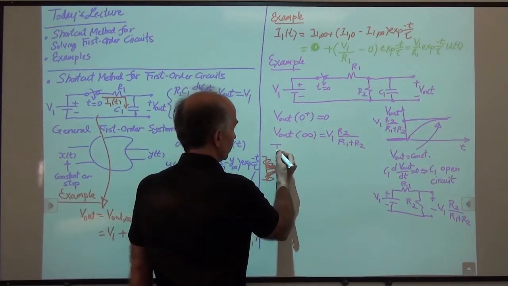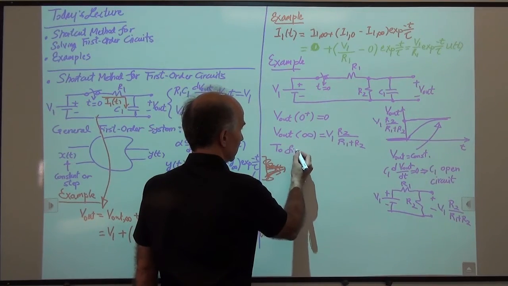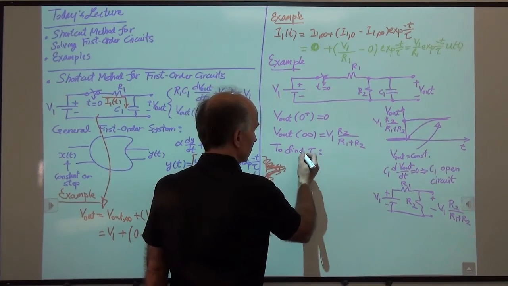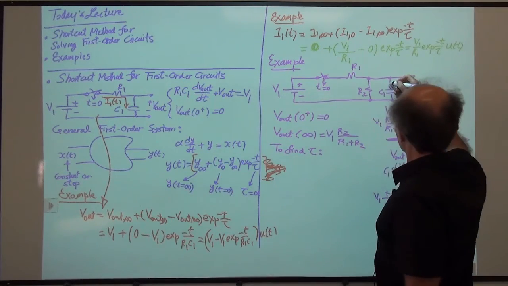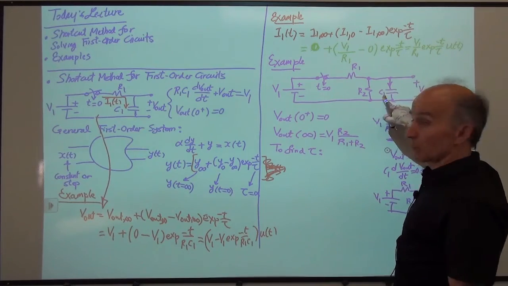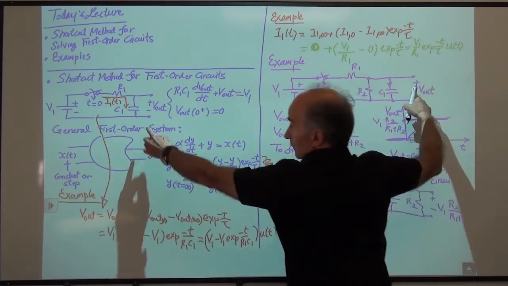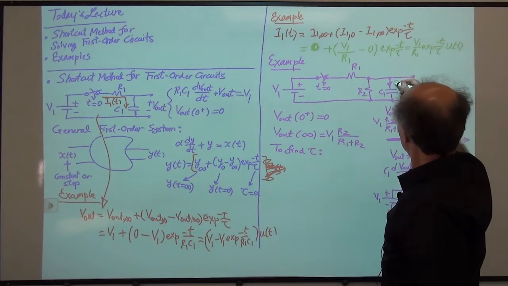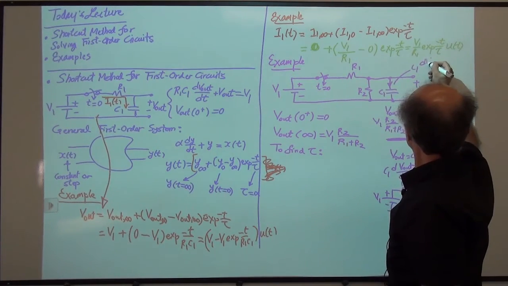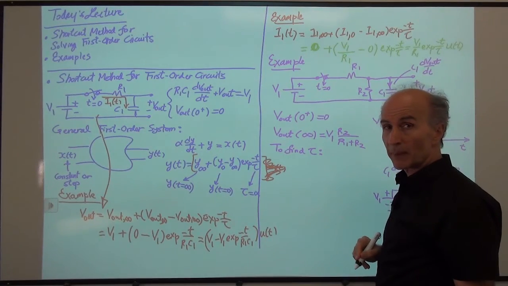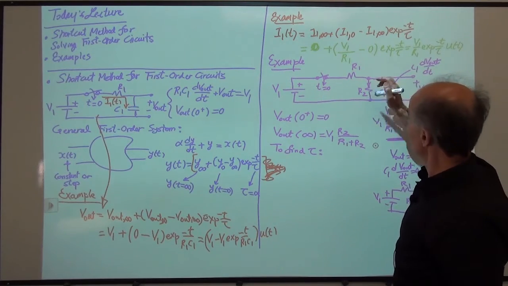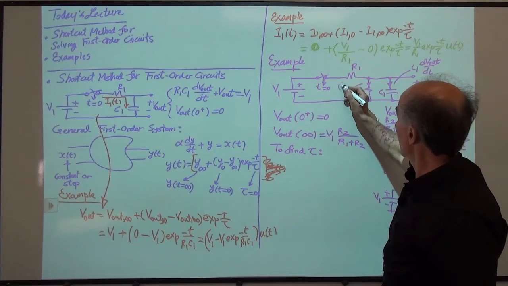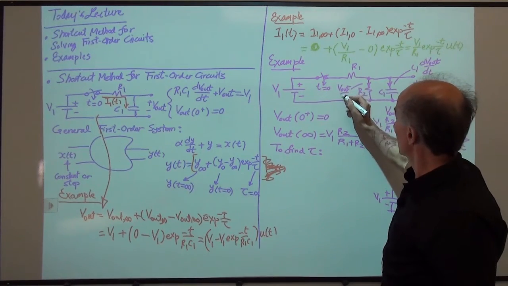Okay, so to find tau, we need to write the differential equation. And that's not that hard. You see here, this current is C1 dV out over dt, as we had it before here, right? So this current is C1 dV out over dt. How much is the current through R2, this current? Well, just the voltage over R2. So that current is V out over R2.